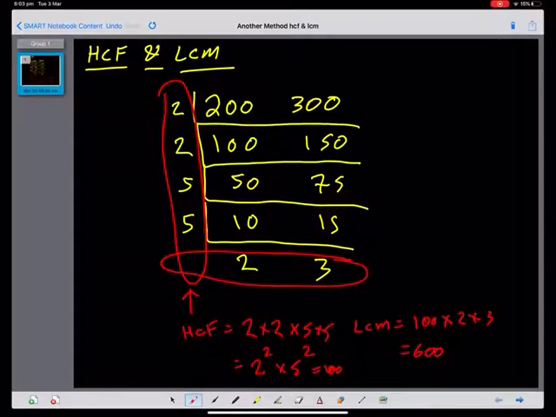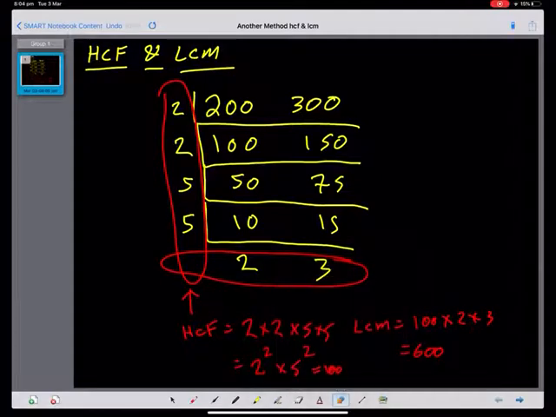Okay, so I was asked today if there was another easier method to find the highest common factor and lowest common multiple. And there's an algorithm just using successive division. And there's an example here. So pause the video and see if you can see how I arrived at the answer of the highest common factor of 200 and 300 being 100 and the lowest common multiple being 600.